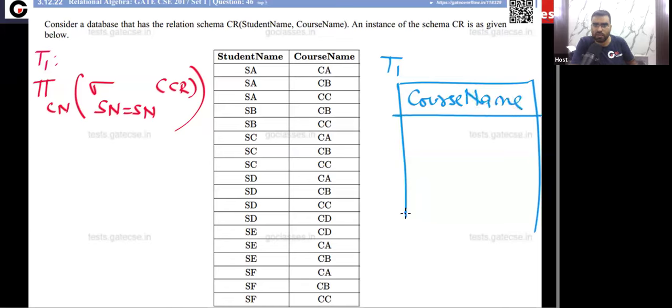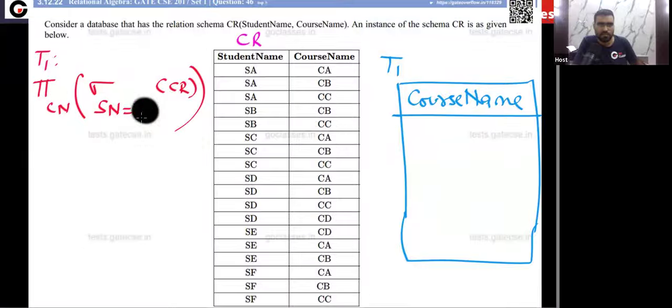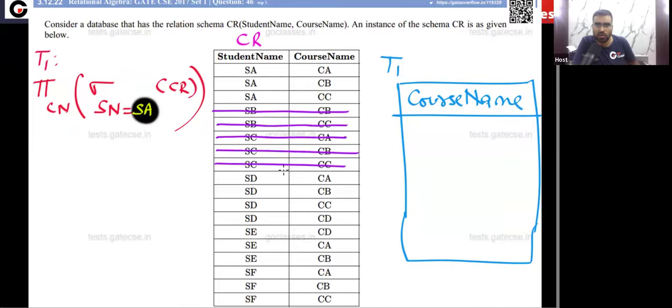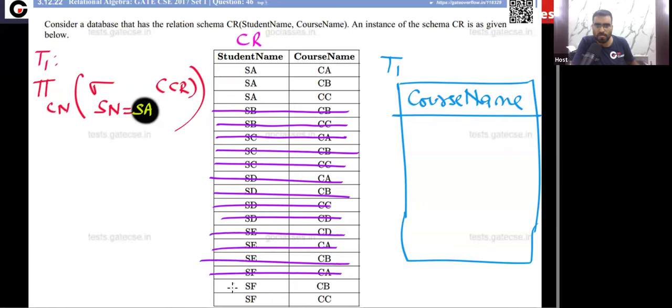Course name. So tell me, what will we get? You can see from the CR table, this is your CR table, those tuples where student name is SA. So where is student name SA? You can see this tuple will pass. These tuples will fail. Only SA tuples pass. All the remaining tuples will fail.